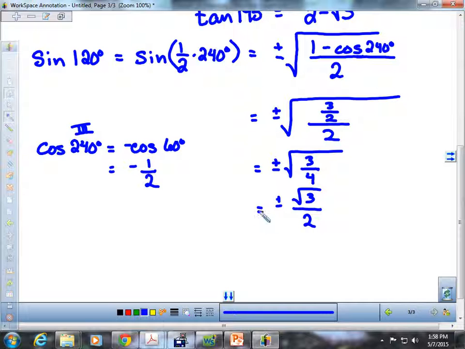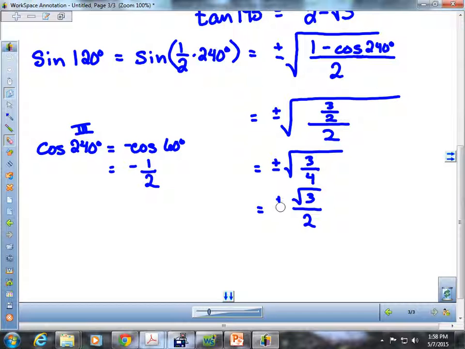Okay, now we've got to figure out what are we going to do with the positive or the negative. And in this case, it's really quite simple. We know that 120 degrees is where? Second quadrant, where sine is positive. So in quadrant 2, sine is positive. We want the positive value. Okay. But what if we didn't know that right off the bat? Okay. Well, we've got to figure out what quadrant the angle is in. Okay. This one was in, what, 240 was in 3.